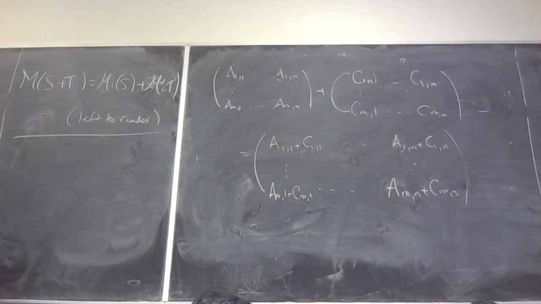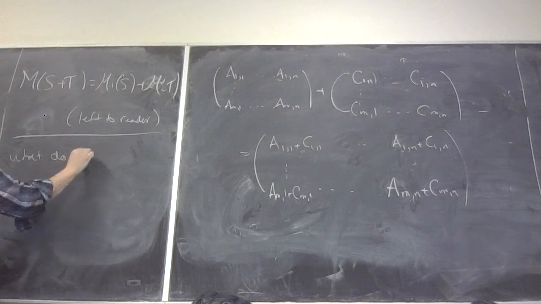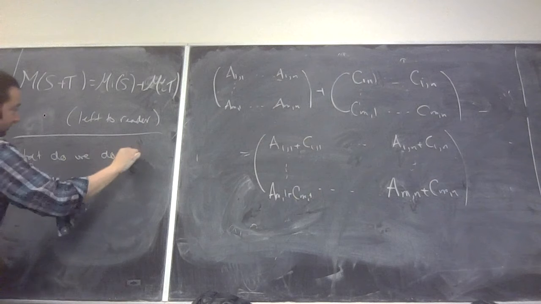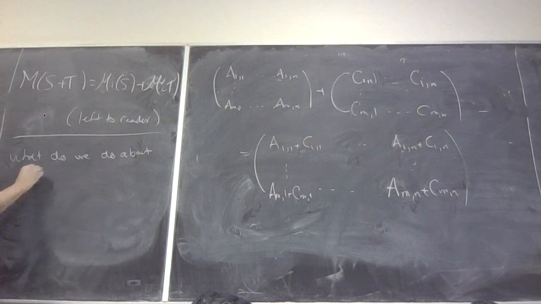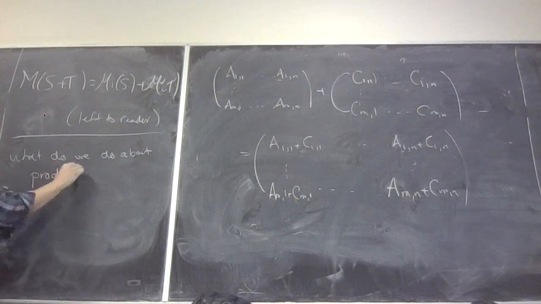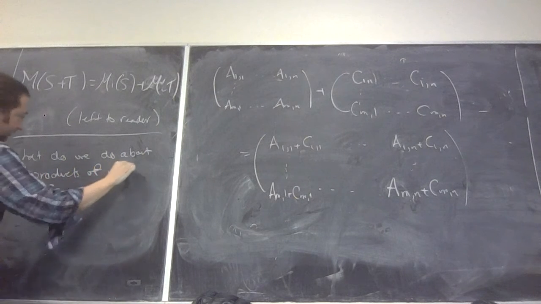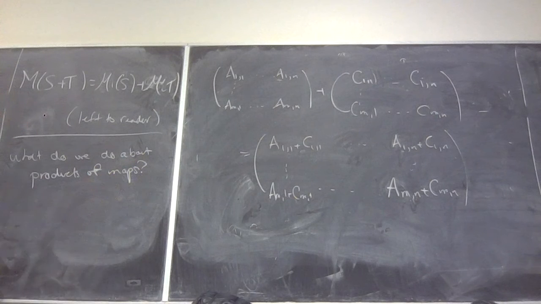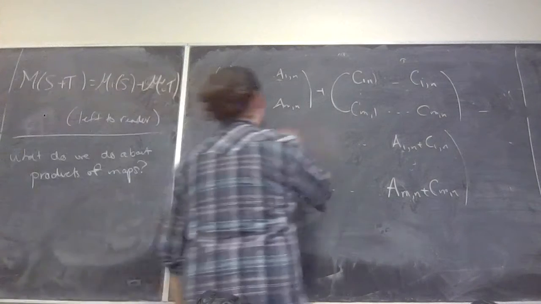Okay. What do we do about products of maps? What we'd really like to be true is that I could write down a statement like this, that the matrix of a product would be equal to the product of the matrices.